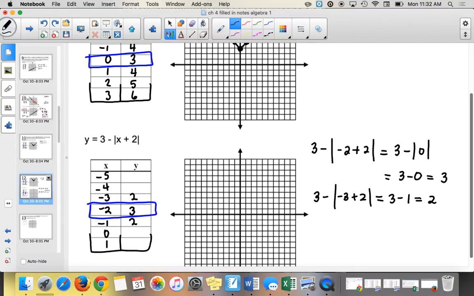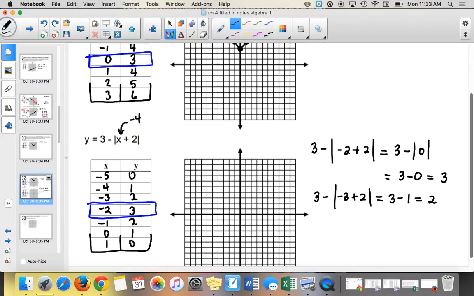How about when I plug in 0? What do I get when I plug in 0 here? 0 plus 2 is 2. Absolute value of 2 is 2. 3 minus 2 is 1. Lots of things we're doing. How about negative 4? Is that the same thing? Yeah, because negative 4 plus 2 is negative 2, but in absolute values it's 2, right? So 3 minus 2 is 1. So it's the same thing. And then what about 1? 0, and 0. All right, now this is a weird one.